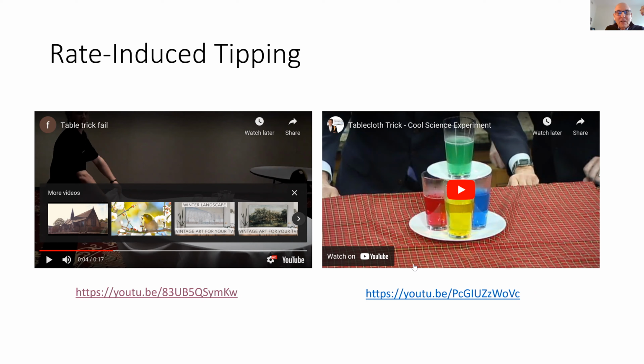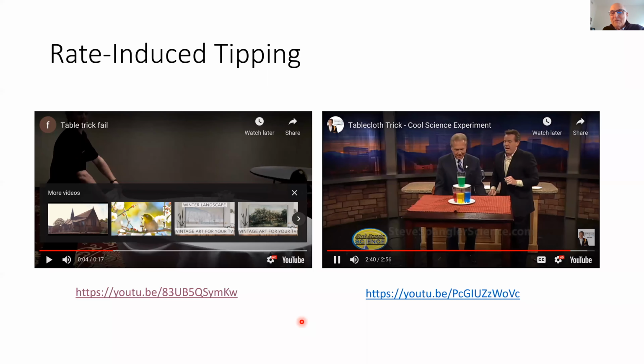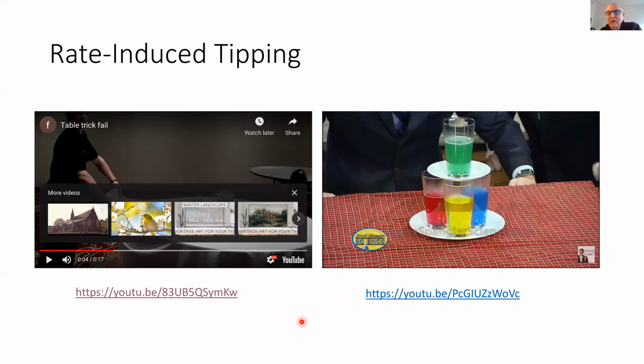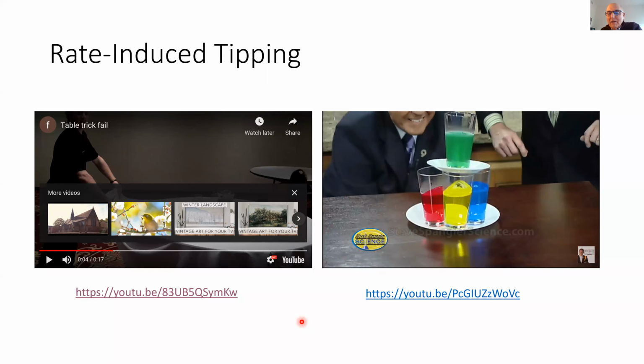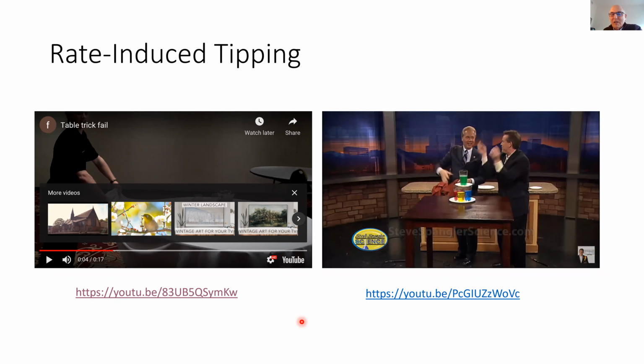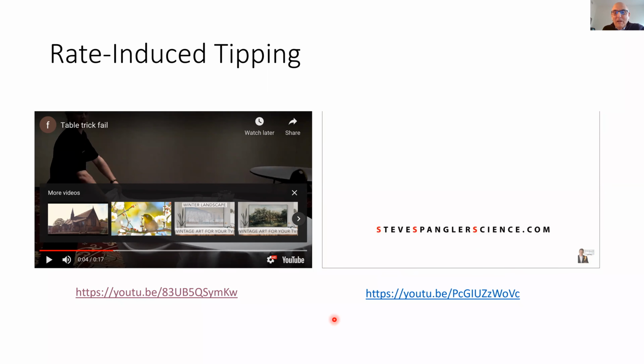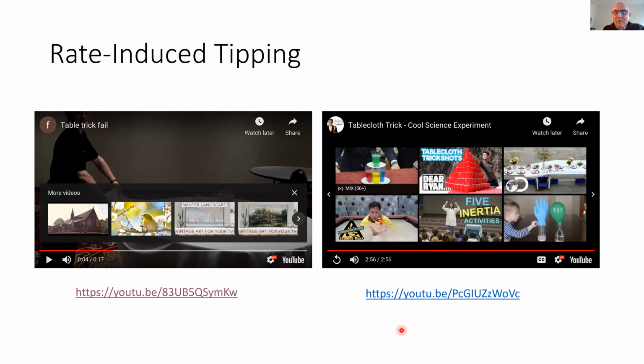And so that is this here. And look at this here at the end of this little science video, where they just pull it, and they pull it quickly enough that the glasses of liquid actually stay. So the rate here is the rate at which you pull the tablecloth, and if you pull it too slowly, you don't get a change of state.